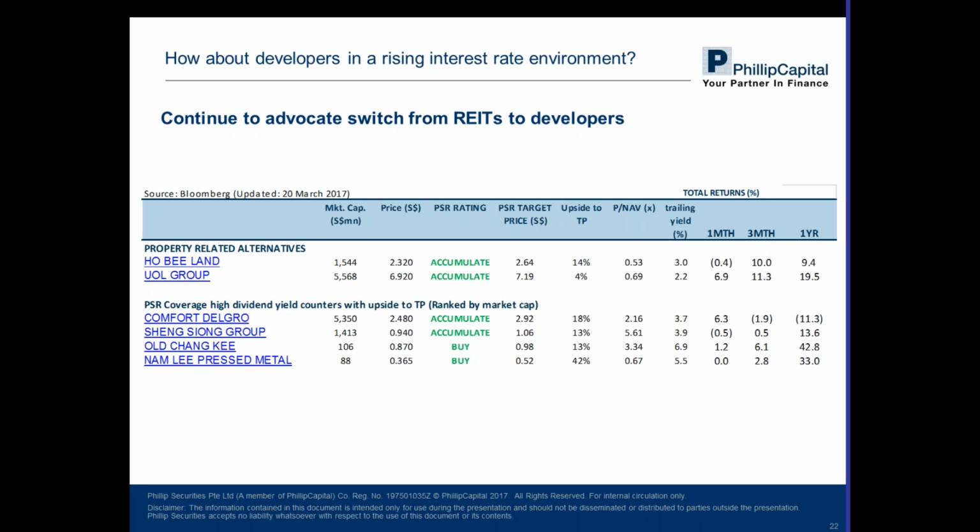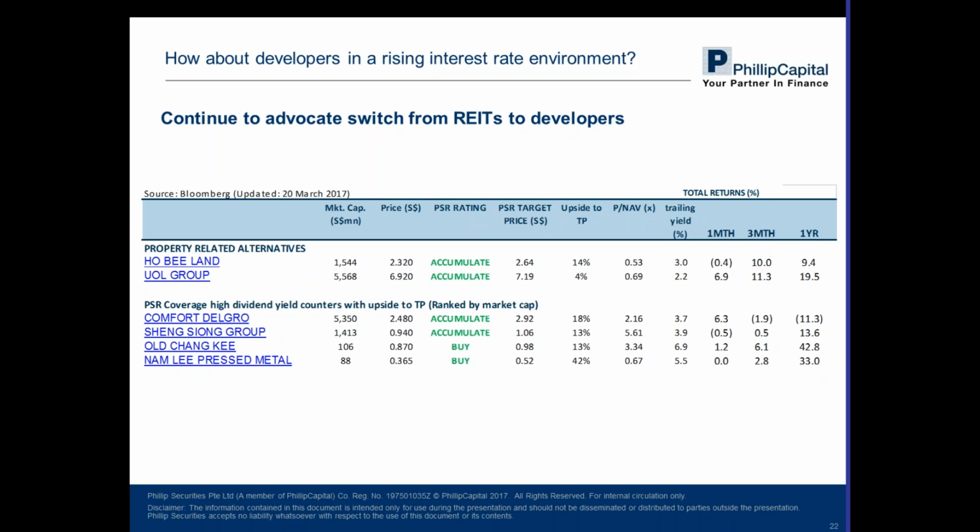And then year to date, you see that the performance for S-REITs actually lagged far behind developers as well. The REIT index, you can see, is up about close to 4%, but developers index is up about maybe close to 20%. So right now, from here, where do we go?